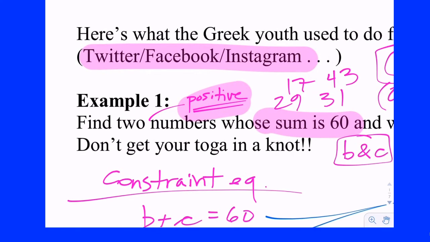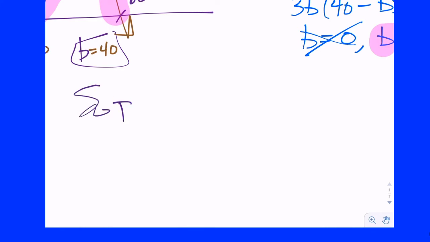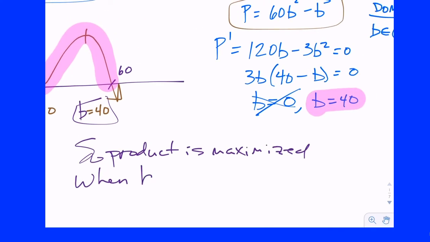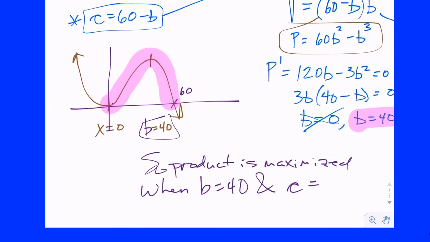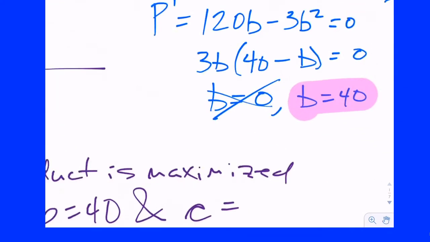Well, let's come back up here. Find the two numbers. We found one of the numbers. So here's what you can do. Answer the question. So the product is maximized when... Now, it's important here that you say which letter is which. You can't just say the two numbers are, because it matters which one you're squaring. So now you'll say when B equals 40 and C equals, how do you find the other number? The one that you plugged into is ready to go. Plug in 40 for B, and you get 60 minus 40, which is 20.